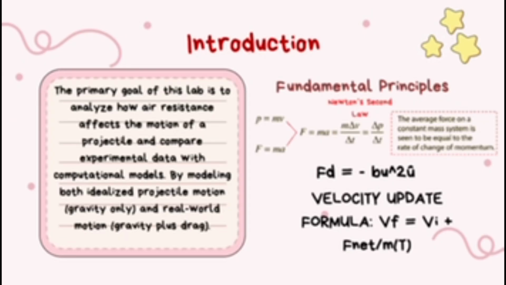The primary goal of this lab is to analyze how air resistance affects the motion of a projectile and compare experimental data with computational models. By modeling both idealized projectile motion with gravity only, and real-world motion, gravity plus drag. The fundamental principle of this lab is Newton's second law and all of its variations. Here are some noted equations.